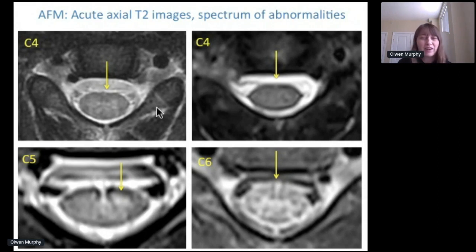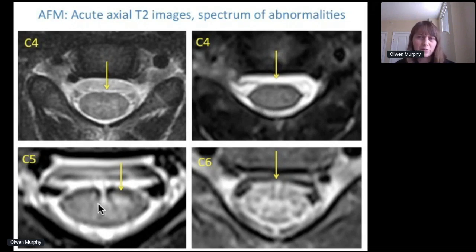But if we look back in hindsight, and look carefully in the central cord, in the first image here, there is abnormality in the grey matter, more prominent on the left of the cord than the right. And in the second image, the quality of the image isn't so good, but we can see that there's definitely central hyperintensity here, but it's not as clearly defined to the grey matter.